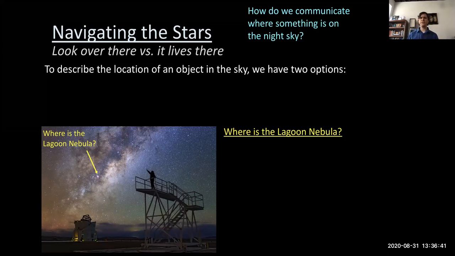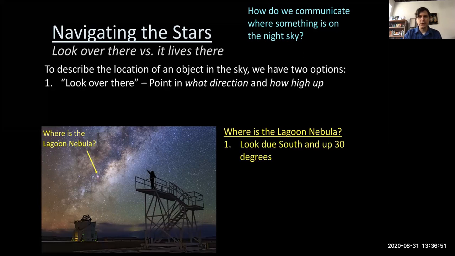We basically have two different ways that we can approach describing where the Lagoon Nebula is. If we were up on this staircase with the person, we could just go with a look over there sort of method. Basically, they could point in a certain direction, that way, and up so high. So we can have a look over there sort of coordinate system, which is one of the two that we explore. So they could say, hey, look due south and up 30 degrees from the horizon. That's where you'll find the Lagoon Nebula. Okay, that's pretty easy to get.